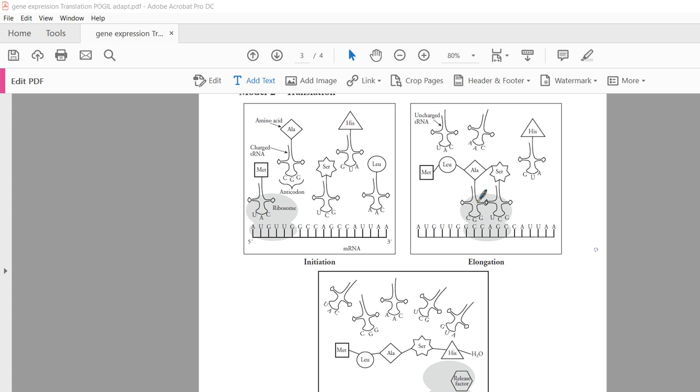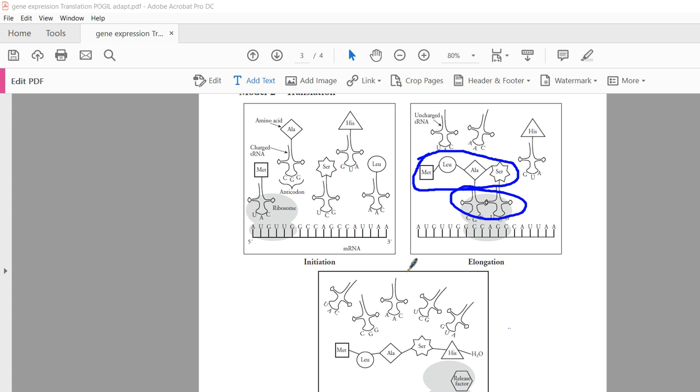There are 3 steps to translation. The first step is initiation, where we're bringing the tRNA and the mRNA together inside of this ribosome. During elongation, notice we have 2 tRNA molecules in the ribosome, each holding on to their own amino acid, and we're connecting those amino acids together with a bond, a peptide bond. And we call this long strand of amino acids a polypeptide.